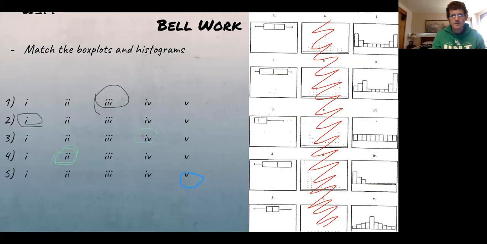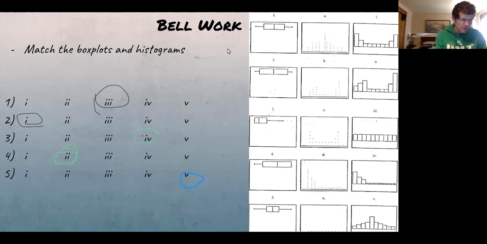So for a couple of these, I hope that this one right here really jumped out at you, and you're seeing it like, oh, that's got to be a right skewed histogram, and this is the perfect one to fit the bill. I hope that was one that everyone was 100% confident about.